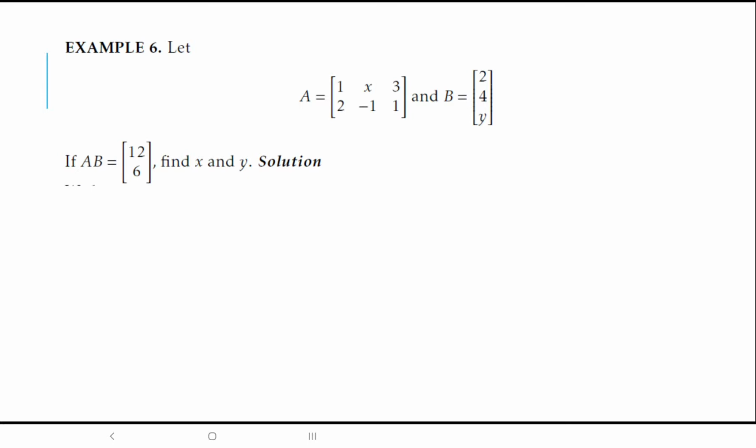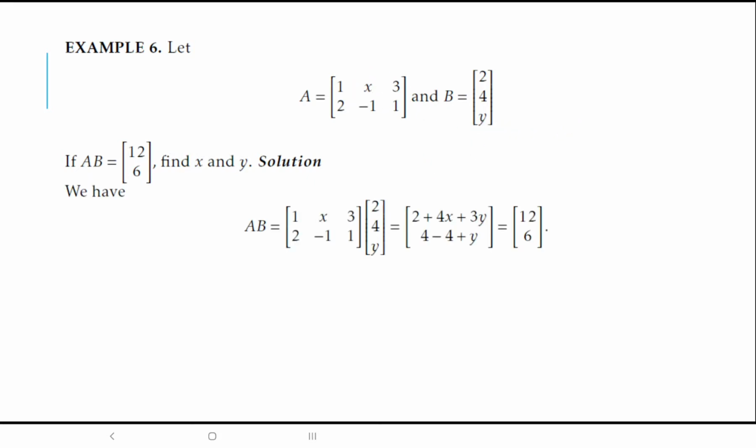Okay? So, here we have an example of a problem-solving solution, or we have a problem that leads to a linear system. So, let's check first if we can multiply them. Okay? So, we have here a 2 by 3 and then a 3 by 1. So, our resultant will be 2 by 1. Okay? So, we can multiply. And then, we have here the fact that the product is equal to 12 and 6.